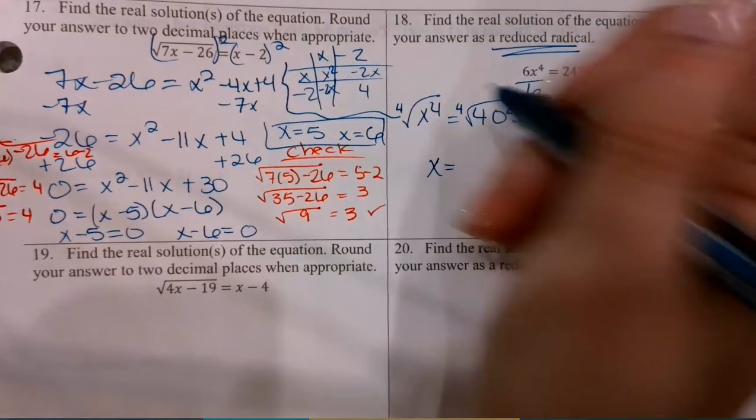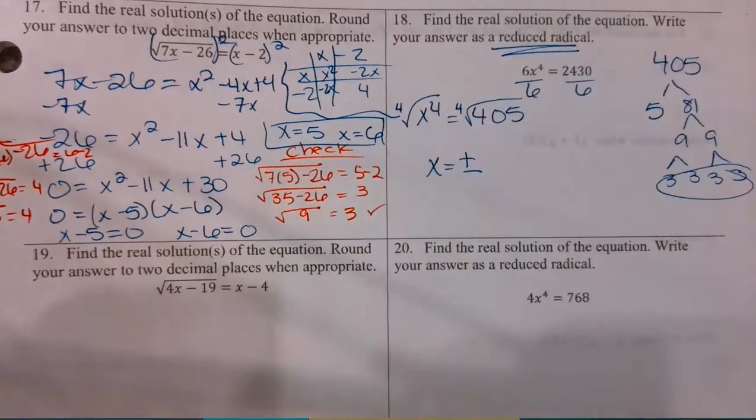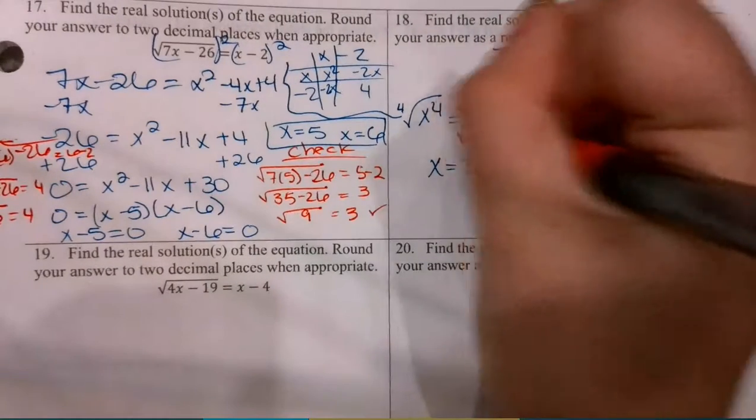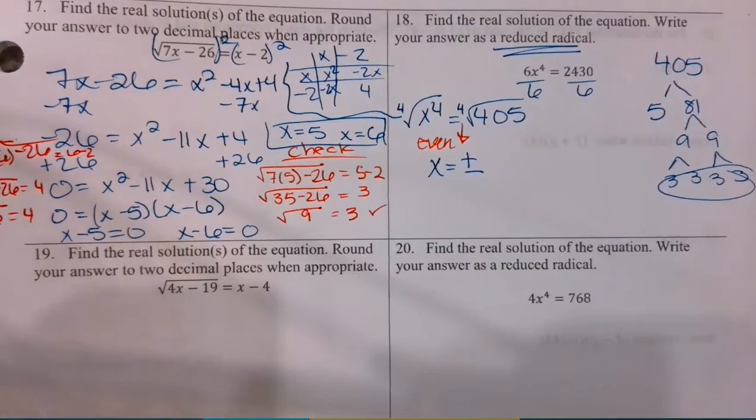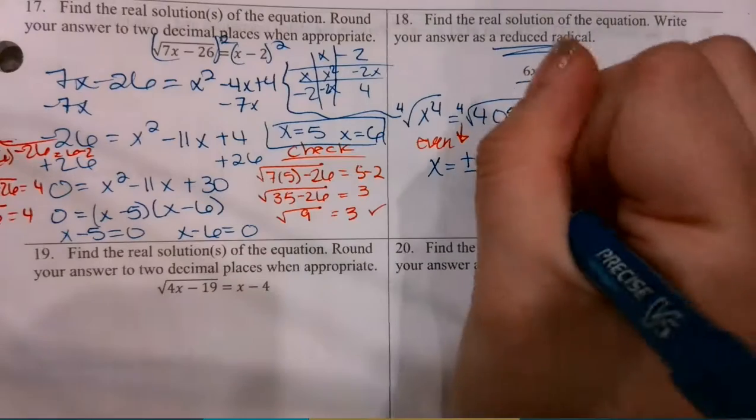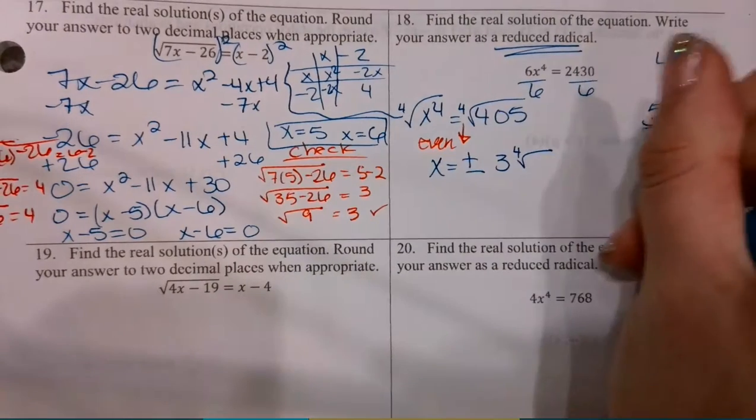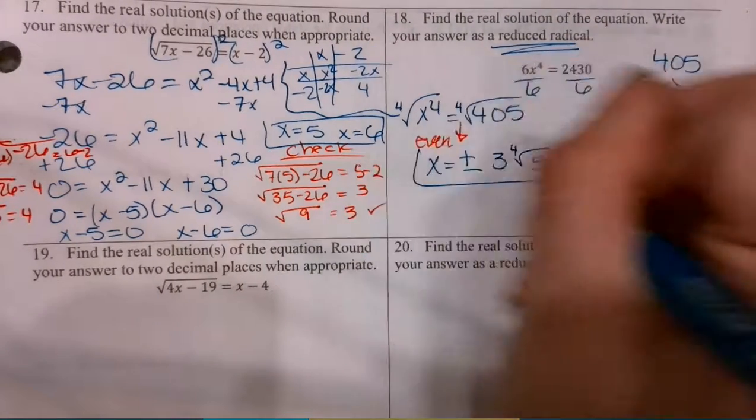So I have x equals, because it was even, plus or minus. And then I'm going to have 3 on the outside. Losers stay on the inside. So 5 is left over on the inside.